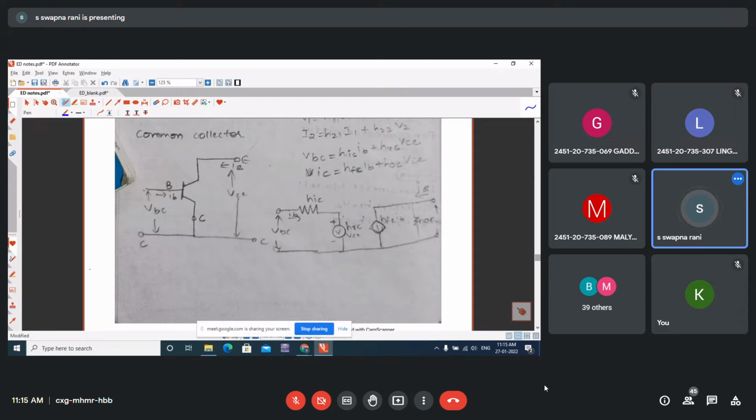Very important for 2 marks, draw the H parameter model of any configuration. They may ask any configuration. And this H parameter model is called the exact H parameter model. There are two types of H parameter models. Exact H parameter model and approximate H parameter model. Exact model is there and approximate model is there.